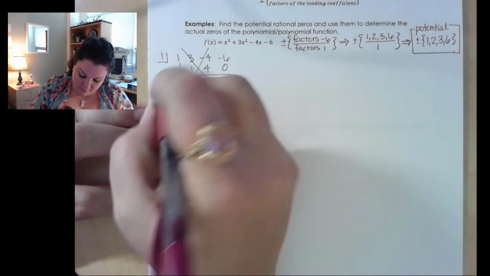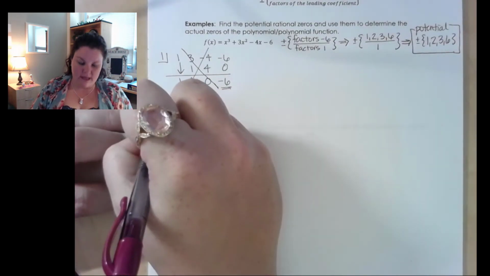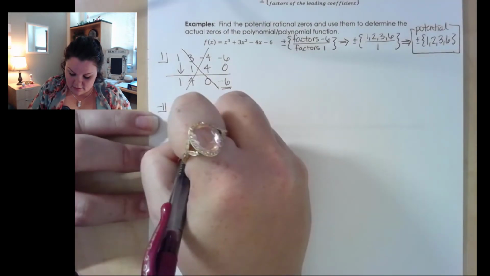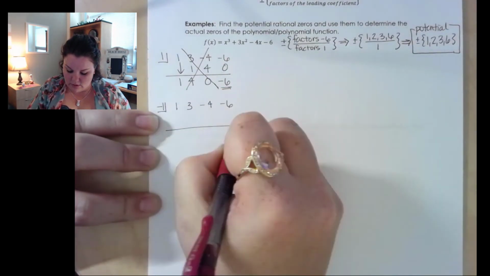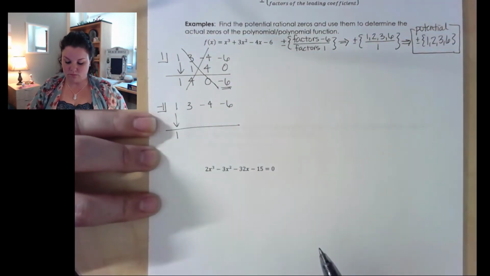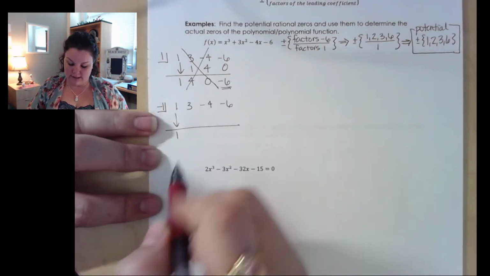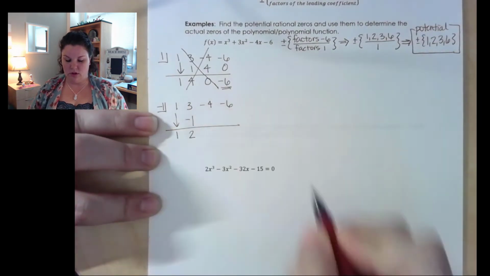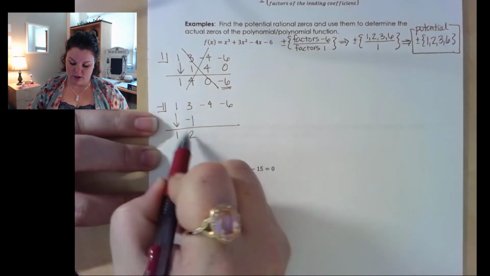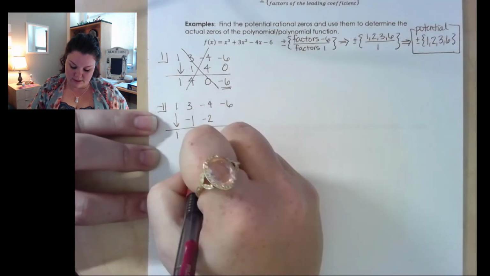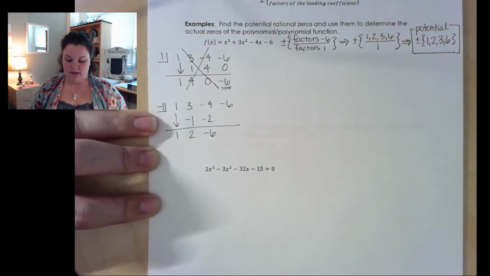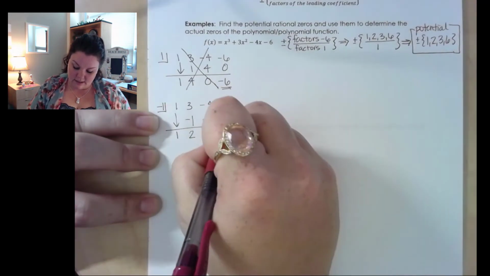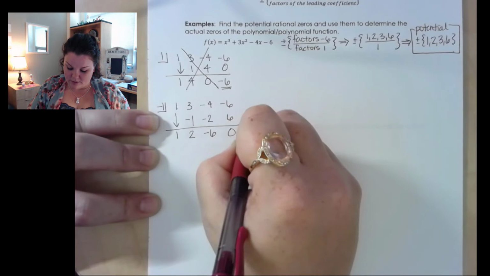Let's try -1. Okay, if I put -1 in my box, write out my coefficients, 1, 3, -4, -6. I bring down my 1. 1 times the -1 in my box is -1. 3 minus 1 is 2. 2 times the -1 in my box is -2, which combines down to -6. -6 times the -1 in my box is +6. And looky there, that gave me a 0.